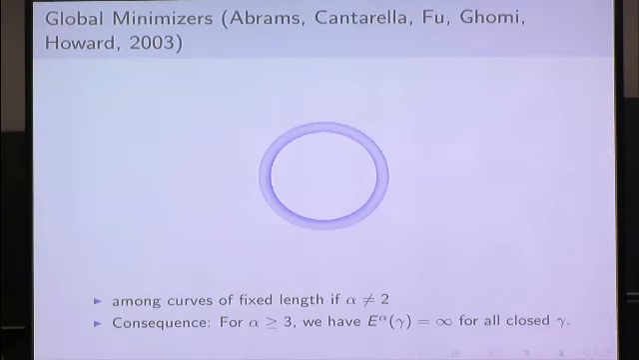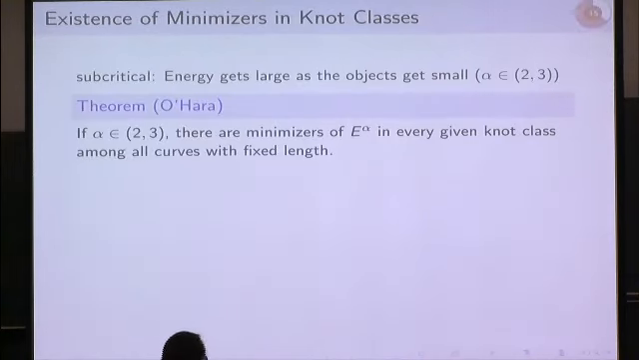Now we get an upper bound because if alpha is larger or equal to 3, this statement can be used to show that actually these energies are infinite for all closed curves. The argument is just, okay, this theorem is still true, so the absolute minimizer is still the round curve, and you just calculate the energy for the round circle, and you get an infinite value. So that's the argument behind that.